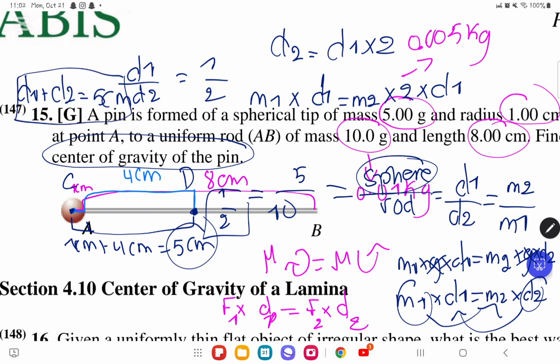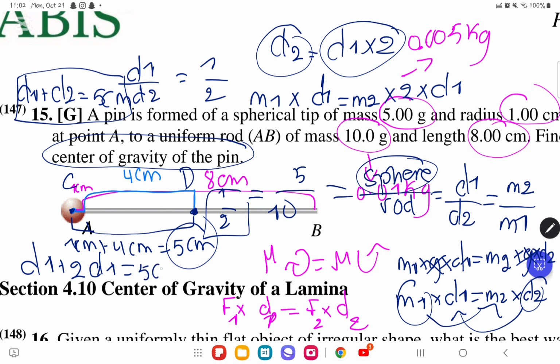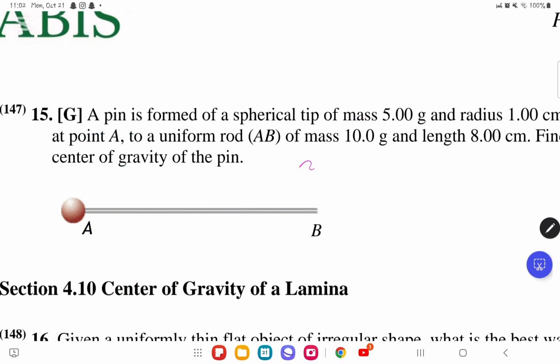So we know that distance 2 is distance 1 times 2. So it becomes distance 1 plus 2 distance 1 is equal to 5 centimeters. So now 3 distance 1 is equal to 5 centimeters. So distance 1 is equal to 5 over 3, which is 1.67 centimeters. So now we have distance 1 is equal to 1.67 centimeters.